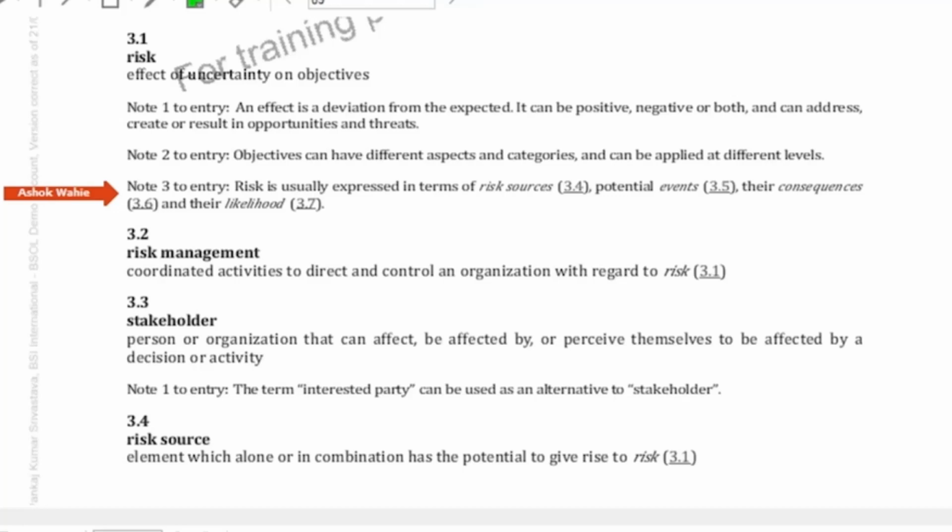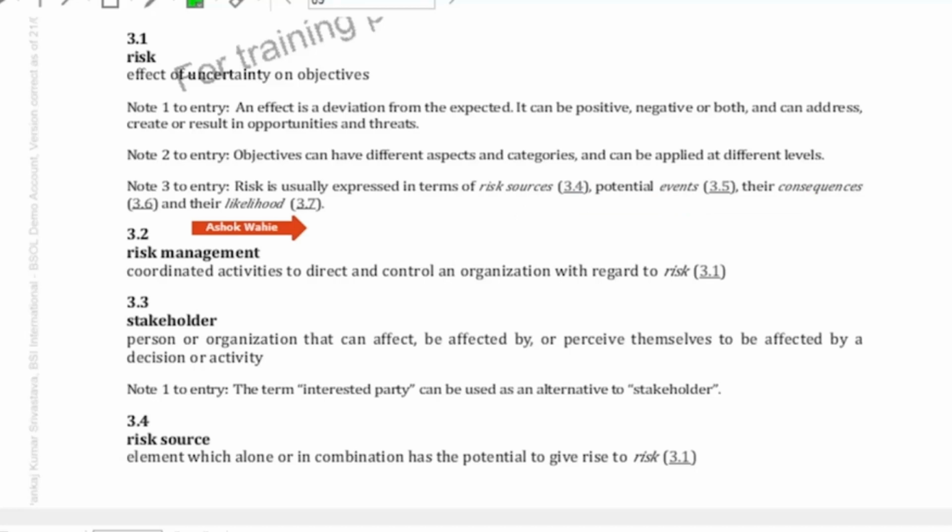So when we identify the risk, we must identify what is the uncertainty, what is the effect of this uncertainty, and which objectives get impacted. Is it a negative deviation or a positive deviation? Is this objective at a strategic level, tactical level, operational level, financial perspective? So risk is usually expressed in terms of what is the risk source, what was the event or the uncertainty, what were the consequences, and what is the likelihood.